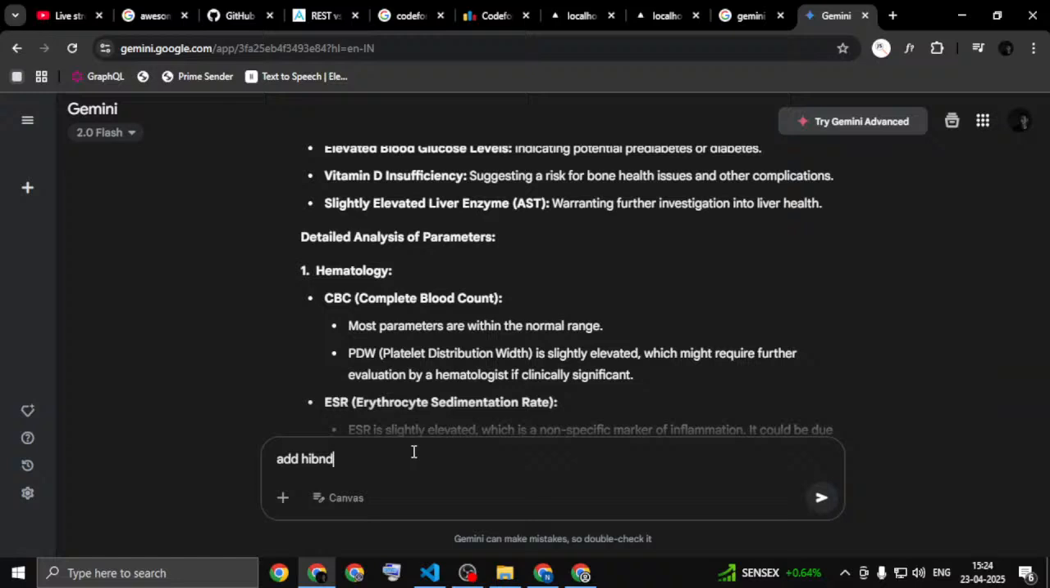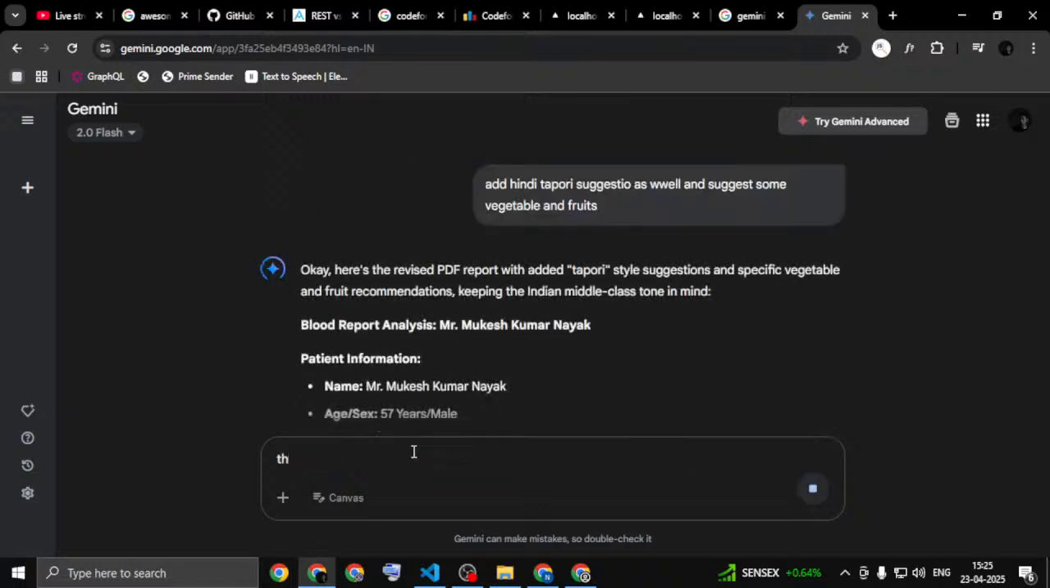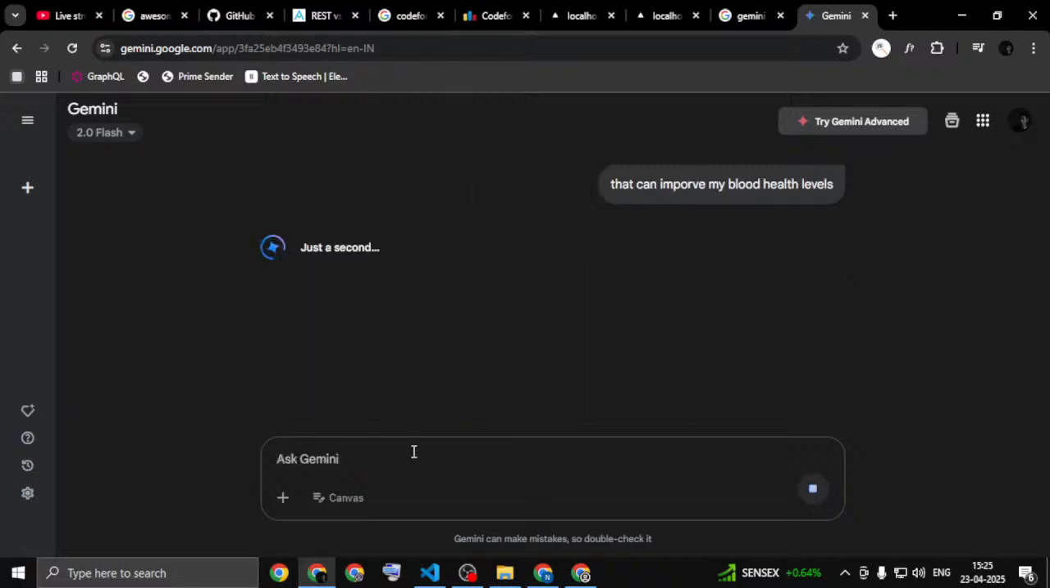Add Hindi Tapori suggestion as well, and suggest some vegetables and fruits that can improve my blood health levels.